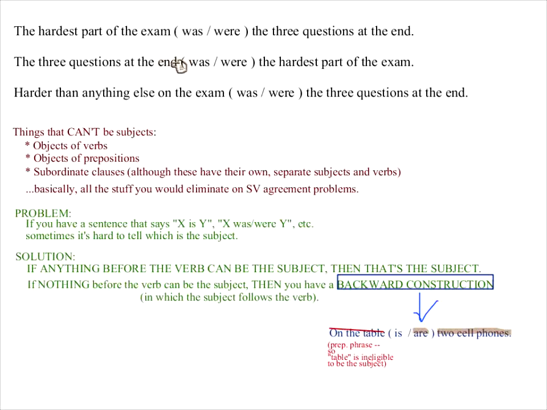So we turn our attention to this. Harder than anything else on the exam. Than anything else on the exam is, I don't know if that is a prepositional, I don't actually know what that's called, but it behaves exactly like a prepositional phrase. And then harder is not a noun. So this is a modifier. And then this is not a noun. Harder is an adjective.